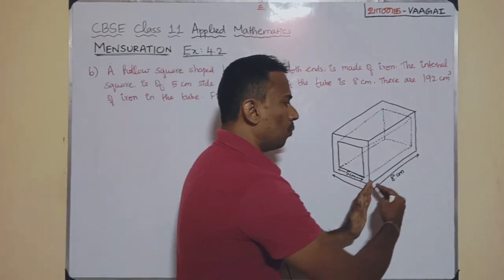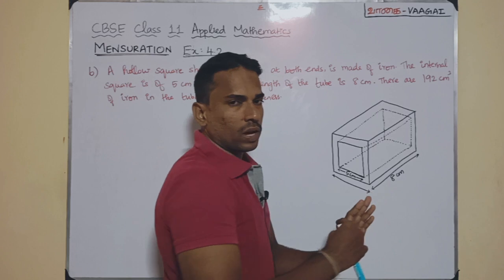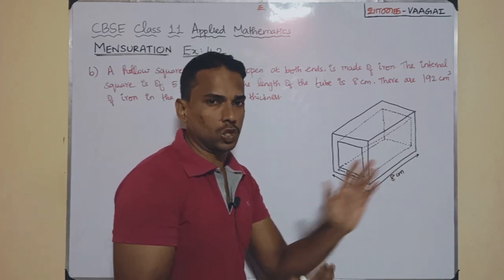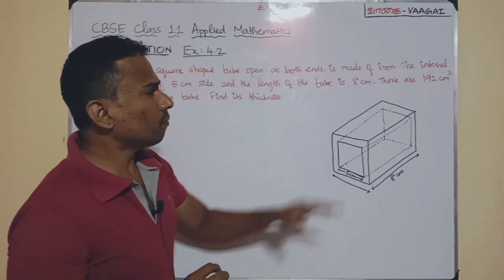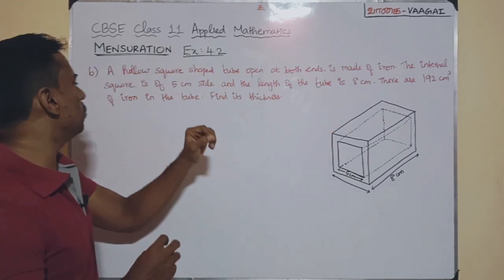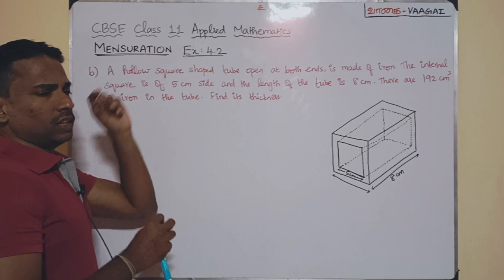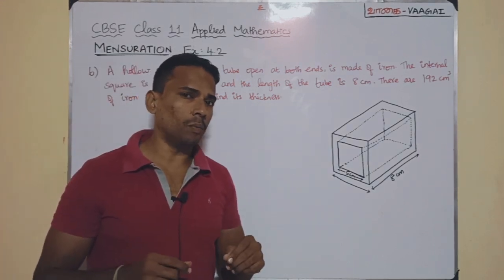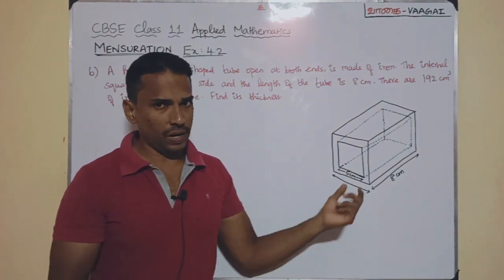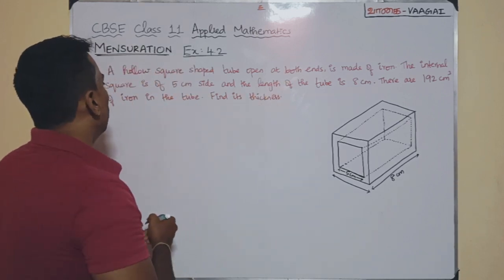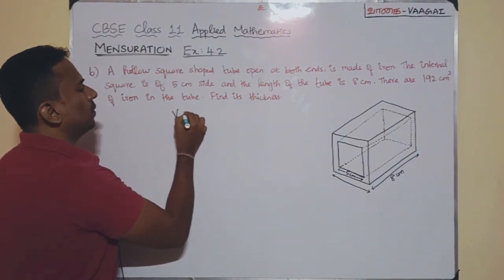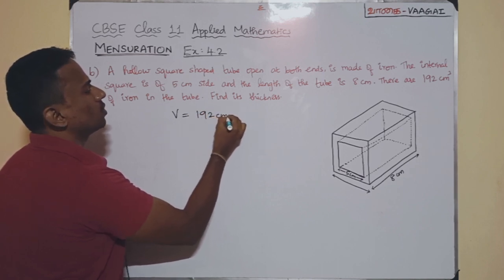Length means they're talking about this one. You can even consider this to be the height of this cuboid. The height of the cuboid is going to be 8 centimeter. There are 192 centimeter cube of iron in the tube. That means they're telling you about the volume of this material, I mean this tube. So volume is given to be what? Volume is going to be 192 centimeter cube. Let's just quickly note this.